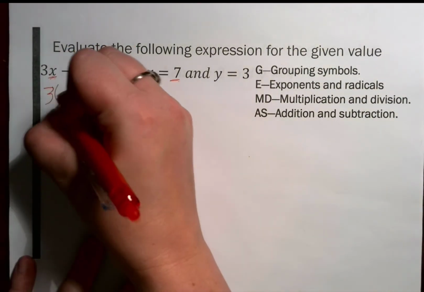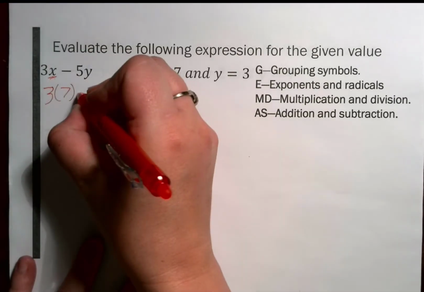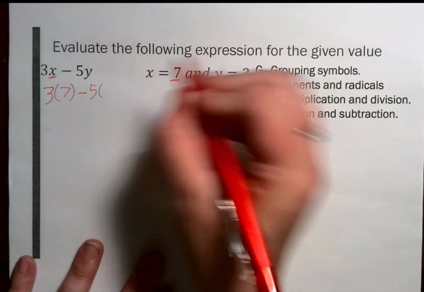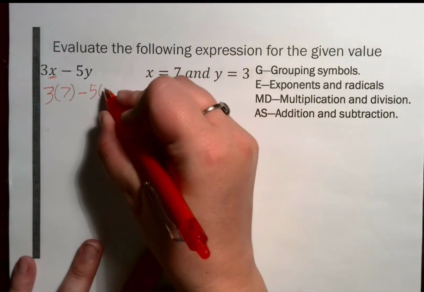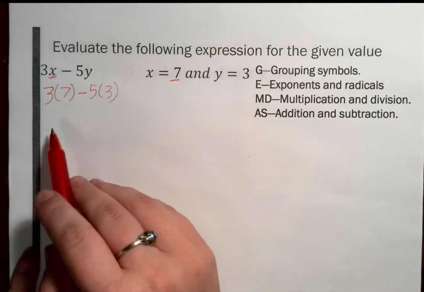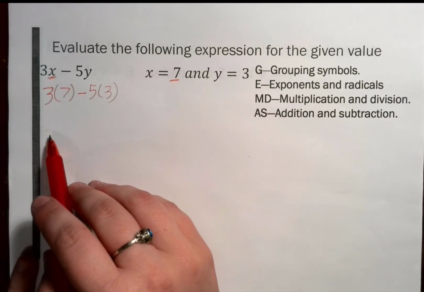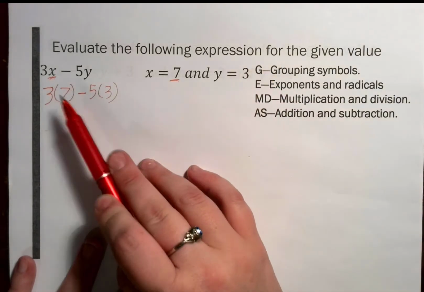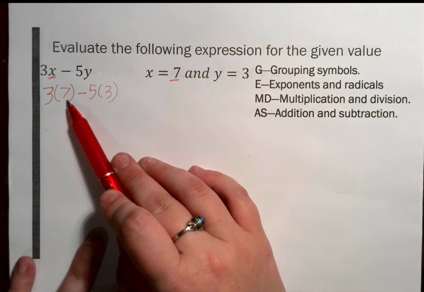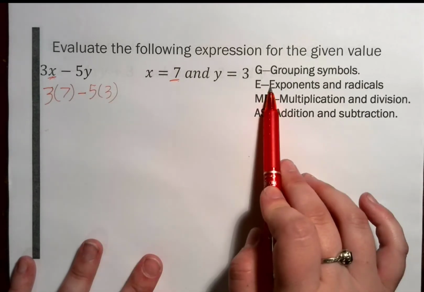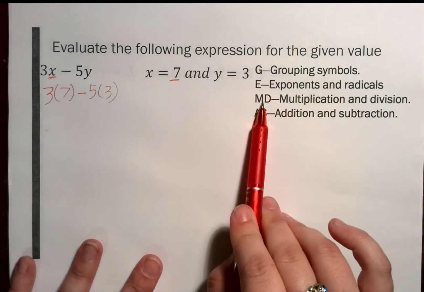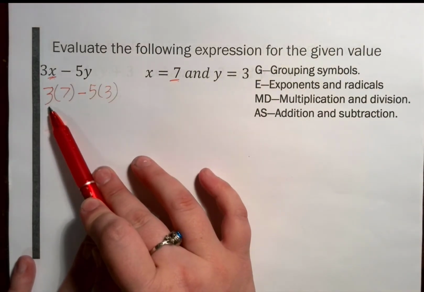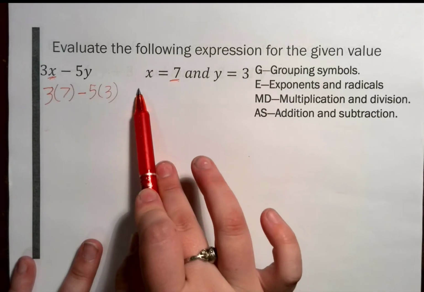So we get 3 times 7 minus 5 times y is 3. Okay, from here we follow our order of operations. We have grouping symbols, but there's nothing to work out inside those grouping symbols. Okay, we don't have any exponents. And then we have multiplication and division.